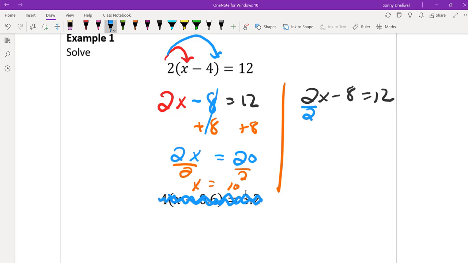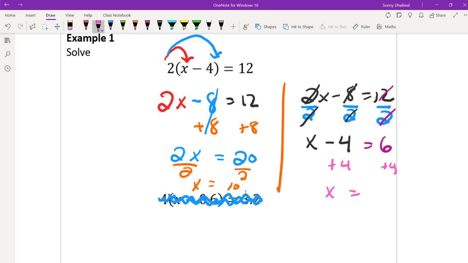Remember, the rule for dividing and multiplying is that every term gets divided. So if you wanted to divide by 2, sure, go ahead, but everything needs to be affected. The first term becomes x, the 2's cancel out. The middle term, 2 goes into 8 four times, a minus 4. And 2 goes into 12 six times. Then on that side there's only a plus 4, so you add 4. And x is equal to 10.